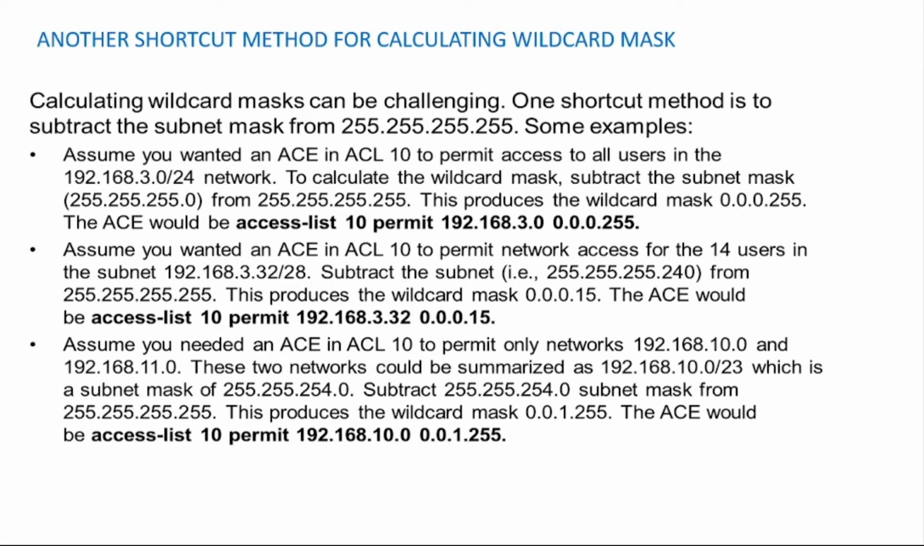Okay, another shortcut method for calculating the wildcard mask is just subtract the mask from 255.255.255.255. This is another method. You just need to subtract the given subnet mask from this quad 255.